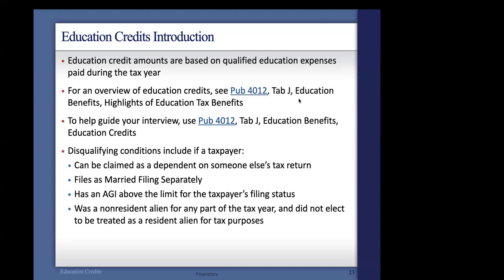Disqualifying conditions include if a taxpayer can be claimed as a dependent on someone else's tax return, files as married filing separately, has an AGI above the limit for the taxpayer's filing status, and was a non-resident alien for any part of the tax year and did not elect to be treated as a resident alien for tax purposes. Taxpayers can take education credit for themselves, their spouse, and or dependents if those dependents are claimed on the tax return, as long as they were enrolled at or attended an eligible post-secondary educational institution during the tax year.